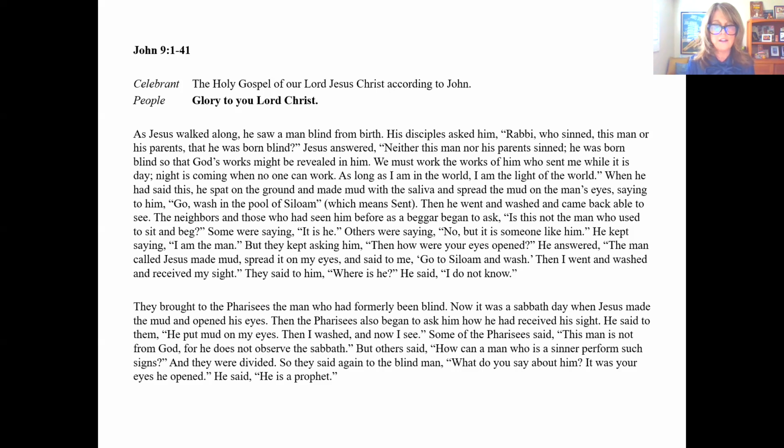"The man called Jesus made mud, spread it on my eyes, and said to me, 'Go to Siloam and wash.' Then I went and washed and received my sight." They said to him, "Where is he?" He said, "I don't know." They brought to the Pharisees the man who had formerly been blind. Now it was a Sabbath day when Jesus made the mud and opened his eyes.